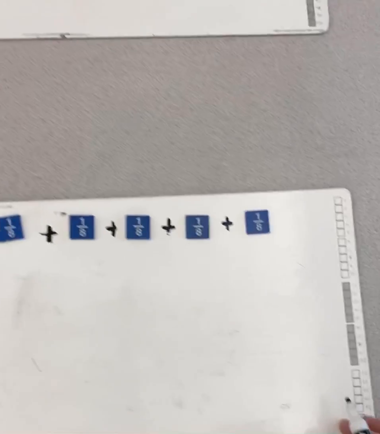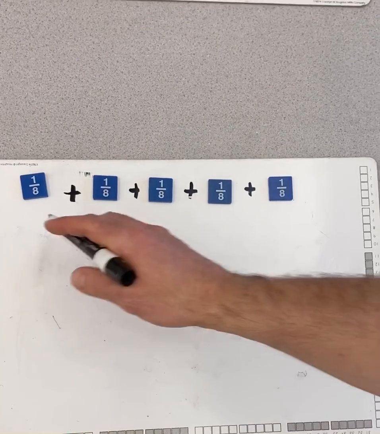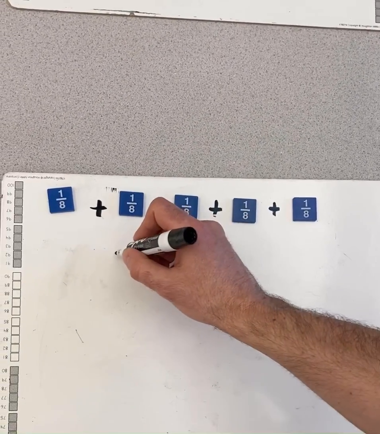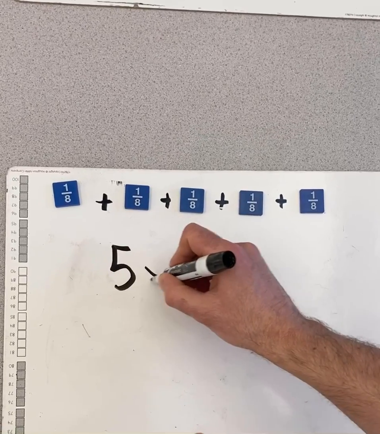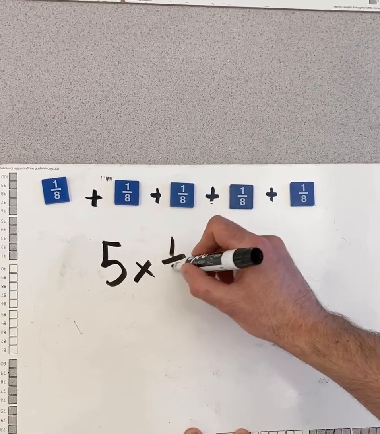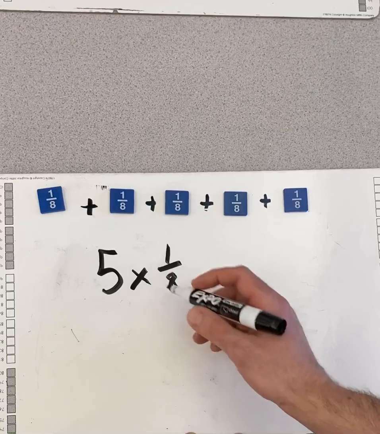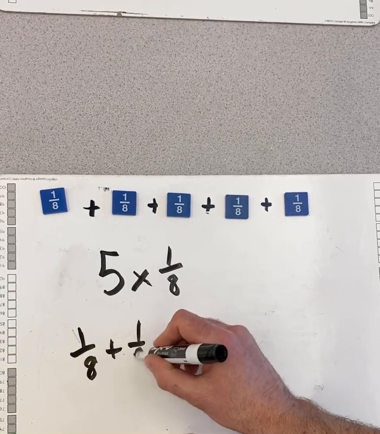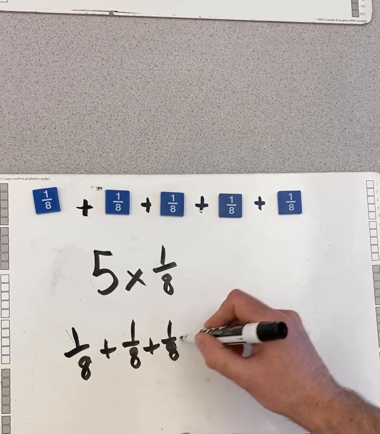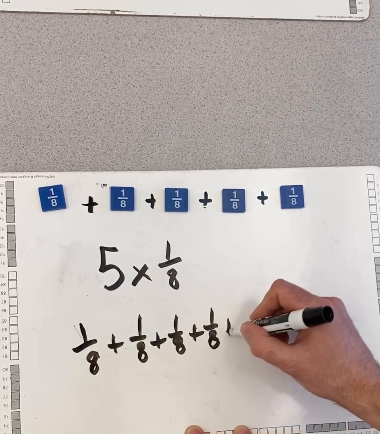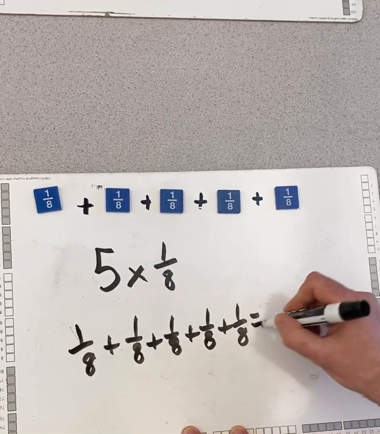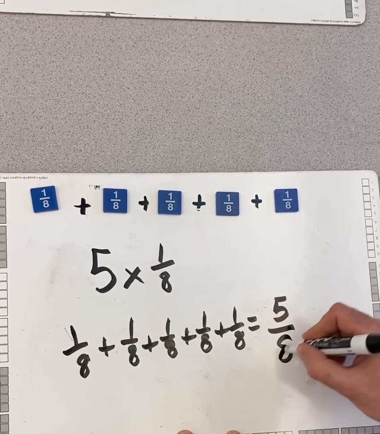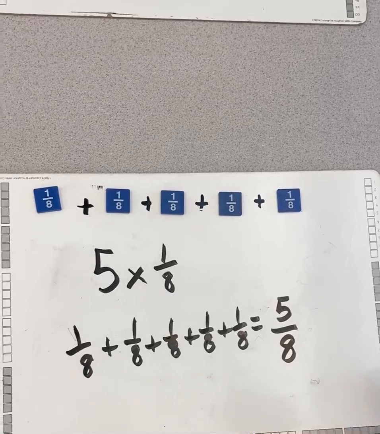So for example, if you look over here, we have 5 groups of 1/8. We would write that as a multiplication sentence as 5 groups of 1/8. This is the same as 1/8 plus 1/8 plus 1/8 plus 1/8 plus 1/8, which if you add them together equals 5/8. Let's try another one.